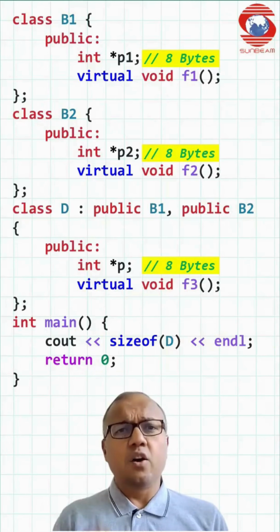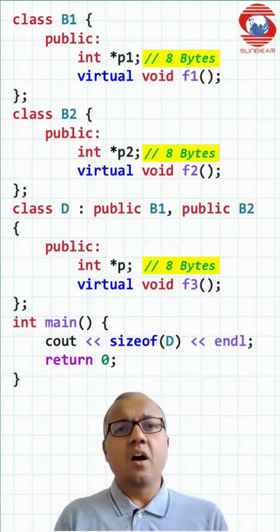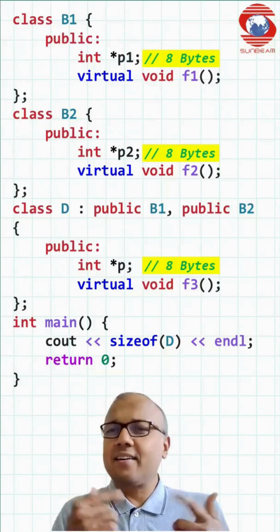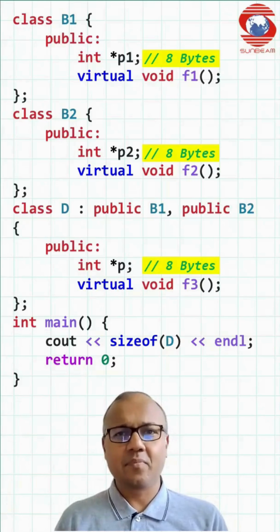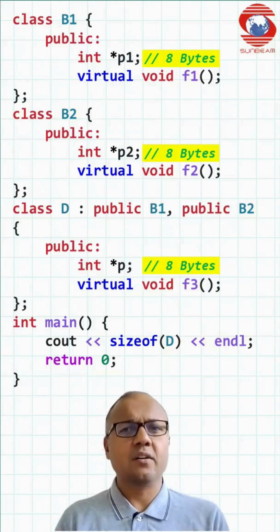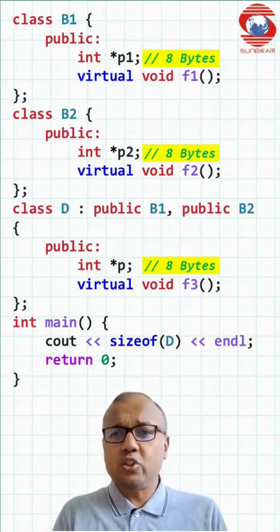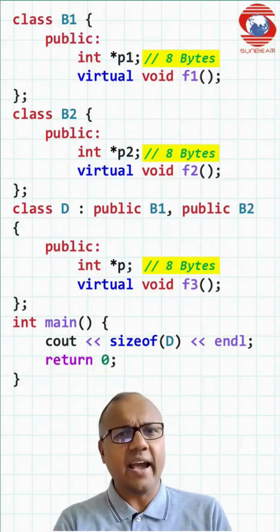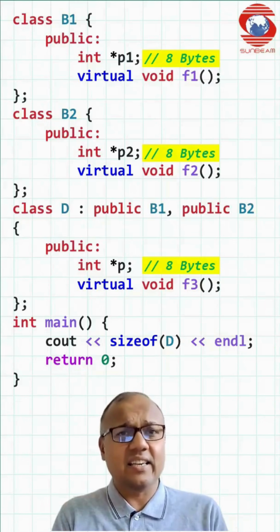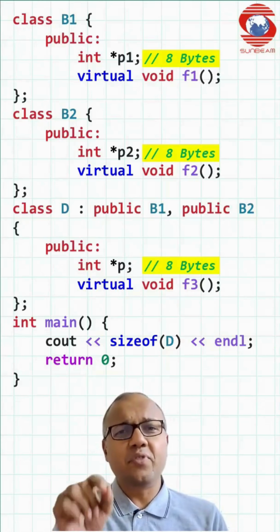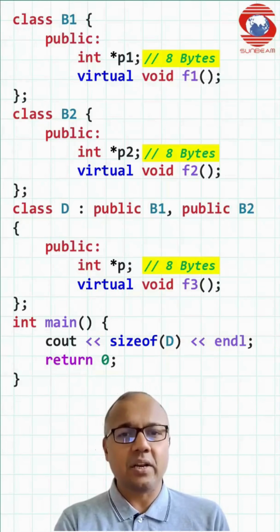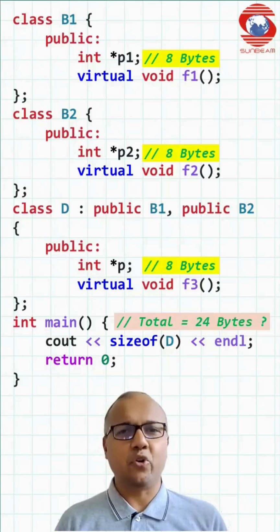If you are a beginner, you may calculate it like this. A pointer takes 8 bytes on a 64-bit system. So B1 contains one pointer, which is 8 bytes. B2 contains one more pointer, which is another 8 bytes. These two base class objects become part of D. So we already have 16 bytes. Class D adds one more pointer, which gives another 8 bytes. So the total becomes 16 plus 8 equals 24 bytes.